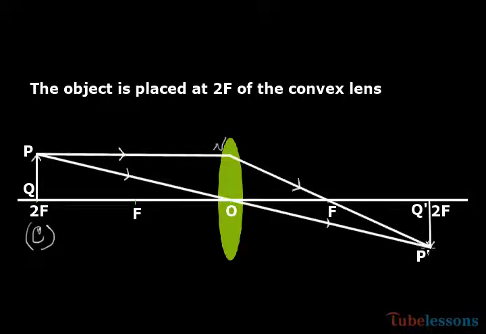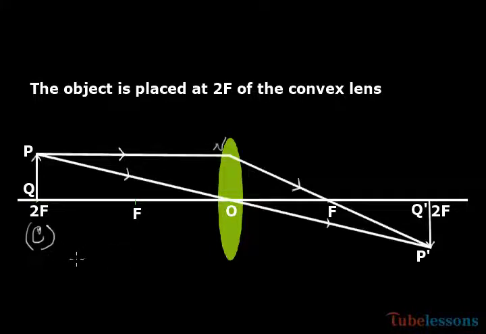So we will get P dash Q dash as the image, in the same manner as previously formed. This P dash Q dash is the real, inverted image. Real means always inverted, keep in your mind. And it is on 2F, same in size.